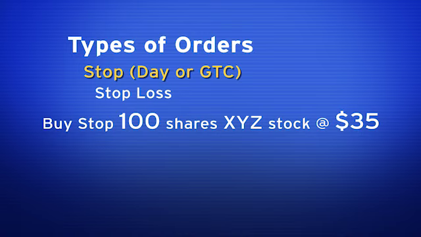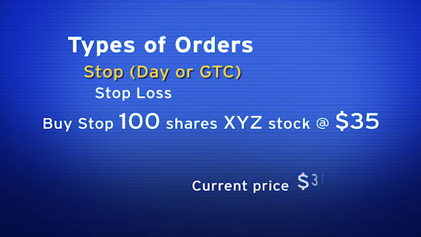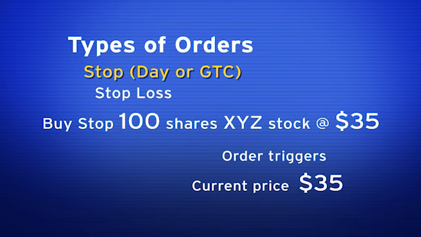I want to stop my loss. So I enter a buy stop 100 XYZ at 35. Now at 35 or higher, my order will trigger and become a market order. So the price of the stock in the marketplace is 31, nothing happens, 32, 33, 34, 35. Well, the order will trigger at 35 or higher.